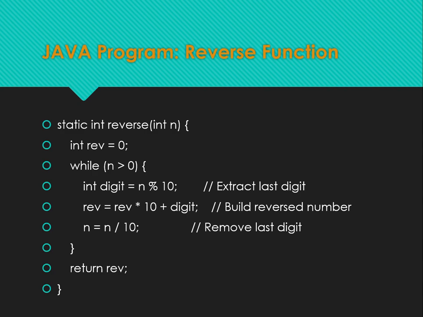The while loop runs as long as n is greater than 0. In each iteration, we perform 3 steps. First, we extract the last digit of the number using n % 10 and store it in the variable digit. Second, we multiply rev by 10 and add digit to it. This builds the reversed number one digit at a time from right to left. Third, we remove the last digit from n using integer division by 10. Once the loop ends, we return the final value stored in rev, which is the complete reversed number.